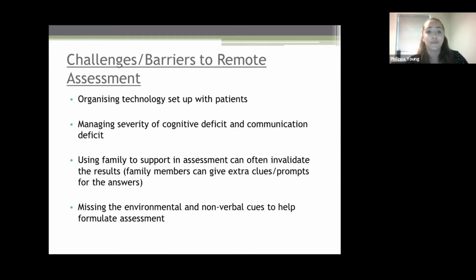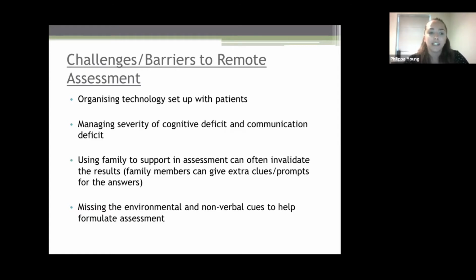Very quickly, just some barriers that I've come across. I personally feel that setting up the tech with the patients and carers in the first instance has been my biggest challenge. So this may require a face-to-face contact initially where we can do some cognitive assessment and then follow that up remotely.